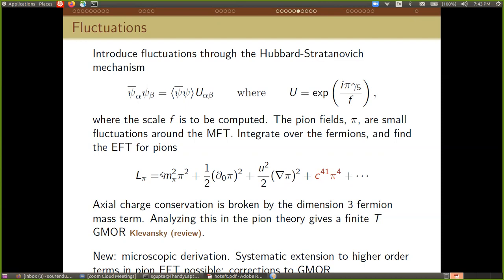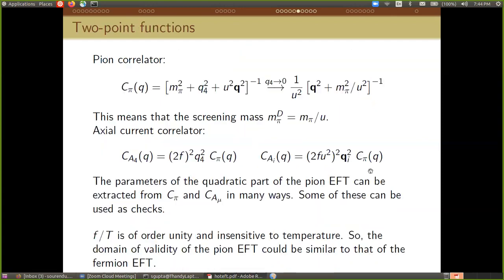Now a theory like this, if you write down a Lagrangian like this, you see immediately that axial charge conservation is broken by the dimension three mass term. And if you come down to the pion theory, then it gives you a finite temperature sum rule. The sum rule goes by the name of Gell-Mann, the GMOR sum rule. So what we have done now is we have a microscopic derivation of this sum rule. And we have a systematic extension to new and higher order terms in the pion EFT. In fact, this term that I've given in red is a new term that we have found. And now we can go ahead with that.